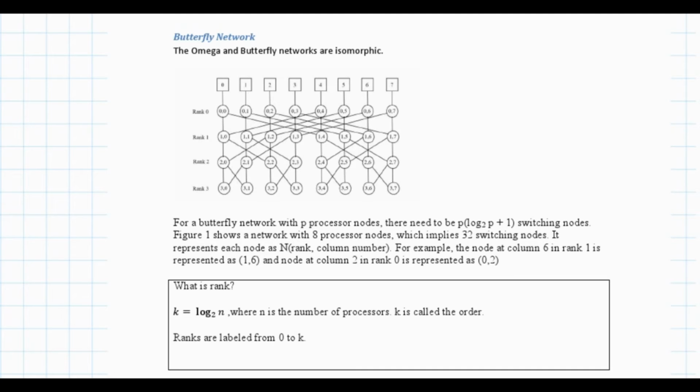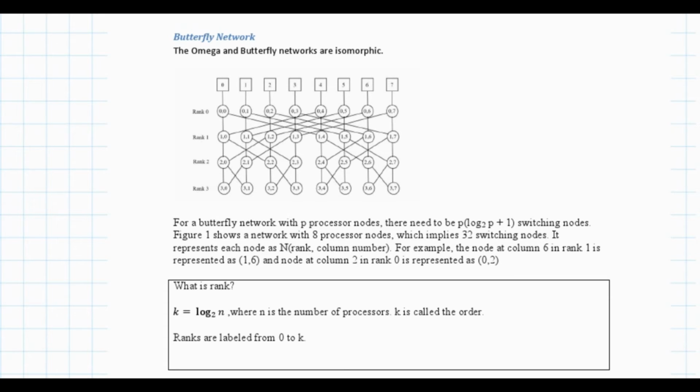So, to realize this thing in a simple way, I will try to explain every line, synchronizing everything with the example. So, for a butterfly network with P processor nodes, P is the number of processors in your multiprocessor computer.